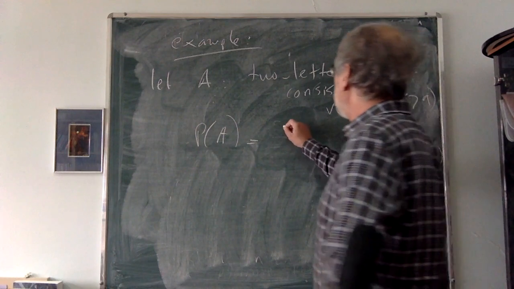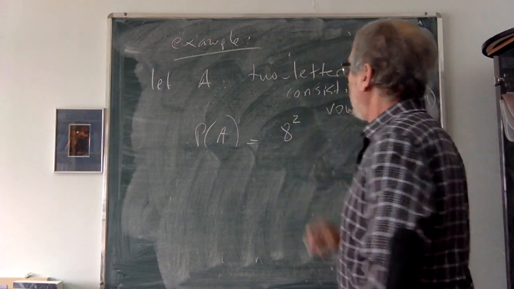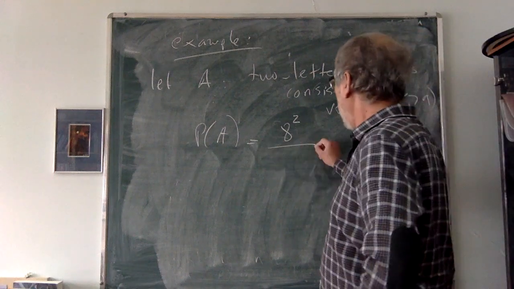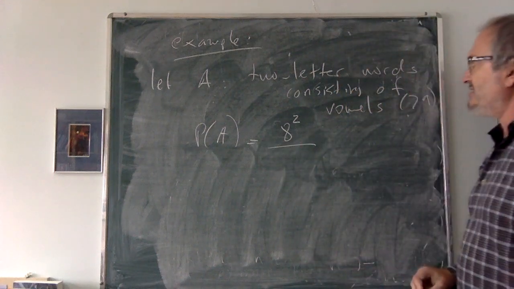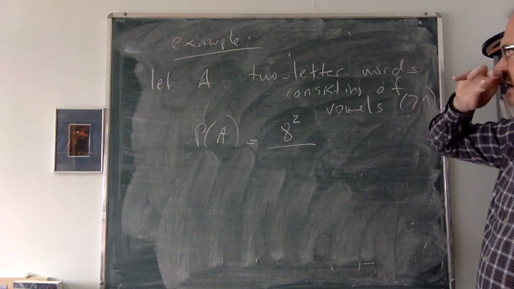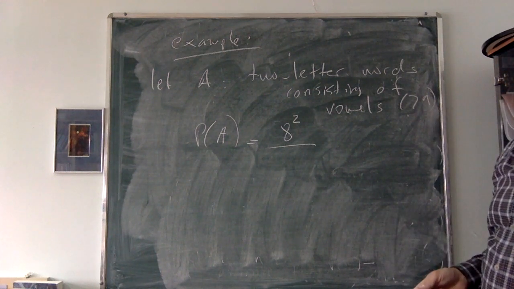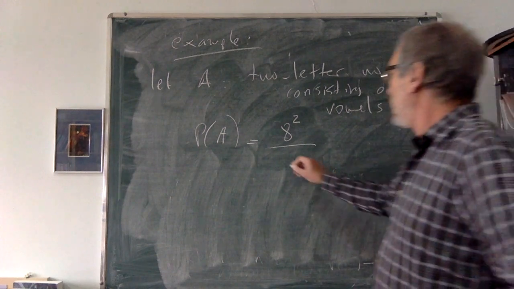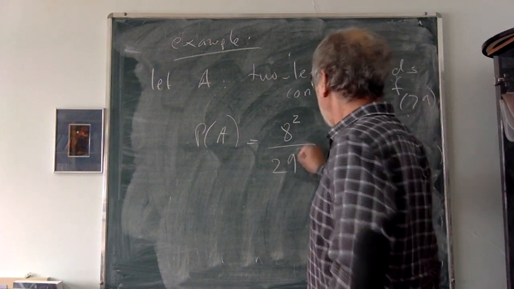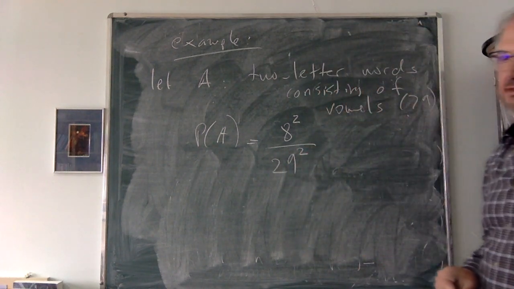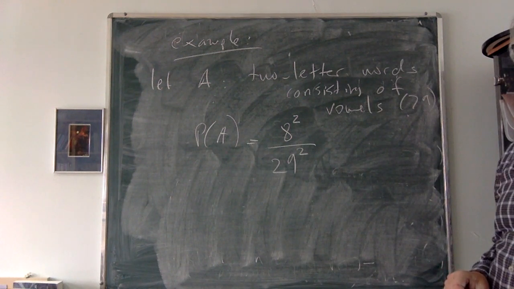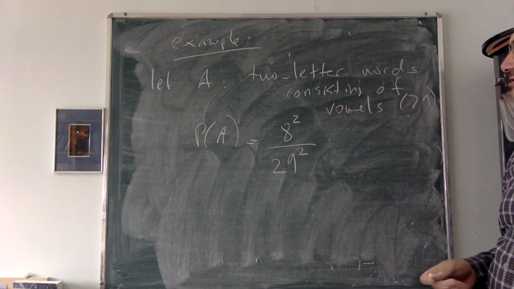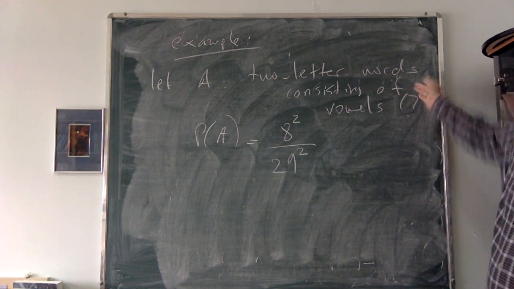So there are 8 vowels, so you can do 8 times 8. And you divide this by the total outcomes. What are the kinds of 2-letter words that you can construct? Well, 29 by 29. So that's going to give you this probability. And this is a frequentist interpretation of this kind of event.